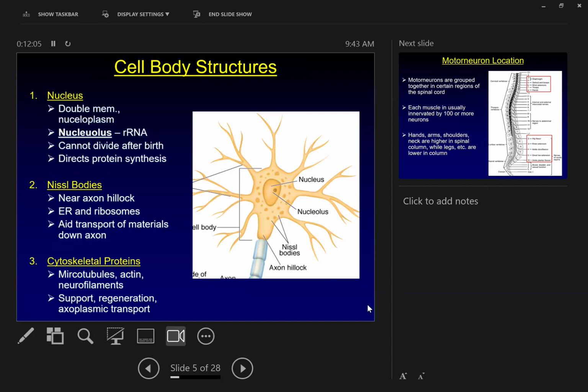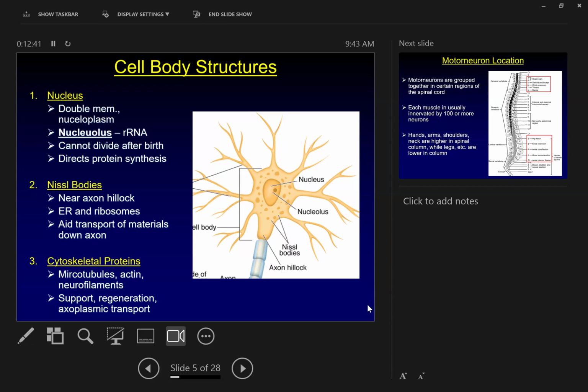A couple of extra things about the cell body that I want you to know. The cell body has a nucleus. In the nucleus, there's also a thing called the nucleolus, which has a bunch of ribosomal RNA on it. Nerves need a ton of proteins, so the nucleus has to provide all of those proteins. It uses the ribosomal RNA in the nucleolus to make all of these proteins.